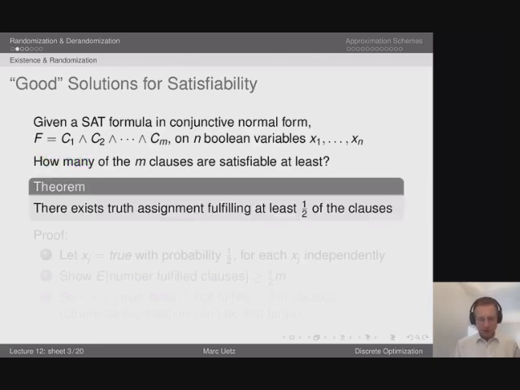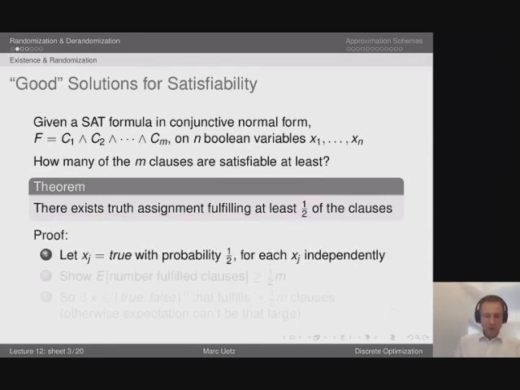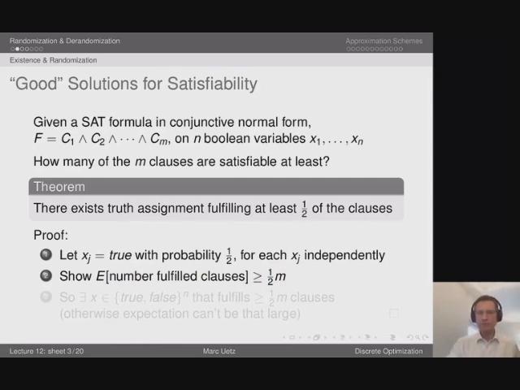And the first simple theorem says, well, there always exists for any satisfiability instance a truth assignment satisfying at least half of the clauses. And the proof of that is surprisingly simple. We just do the following. We pick any variable independent of each other, x_j, I let x_j be true with probability 1/2 and false with probability 1/2, all independent from each other. Then I can argue that the expected number of fulfilled clauses is at least half the total number of clauses. So at least 1/2 times m.